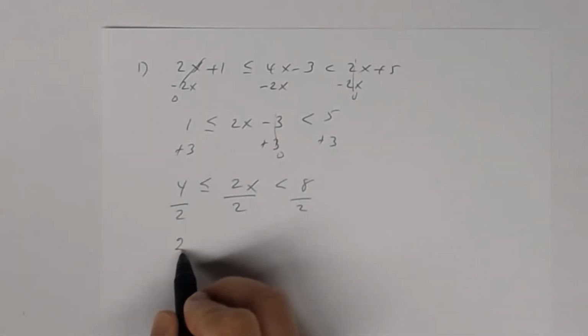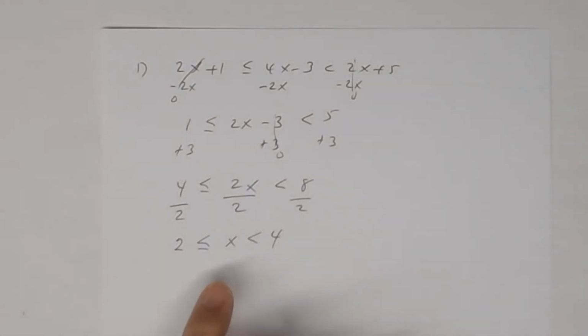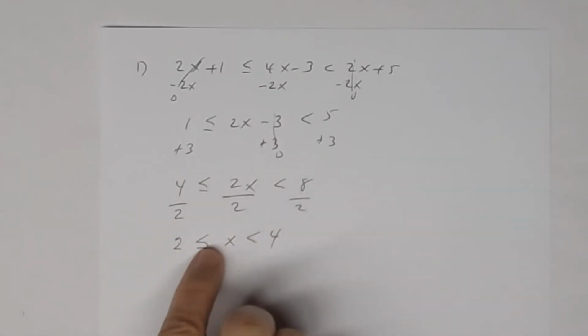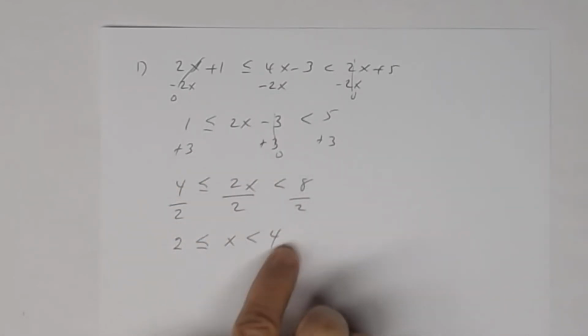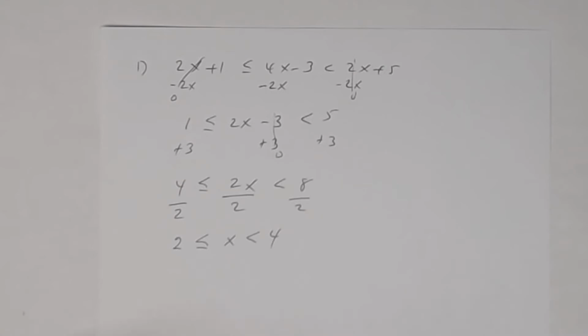4 divided by 2 is 2. So 2 is less than or equal to x, which is less than 4. And notice your solution to the compound inequality is any real number between 2 and 4, including 2, but not including 4. So any real number is a solution. So there's an infinite number of solutions.